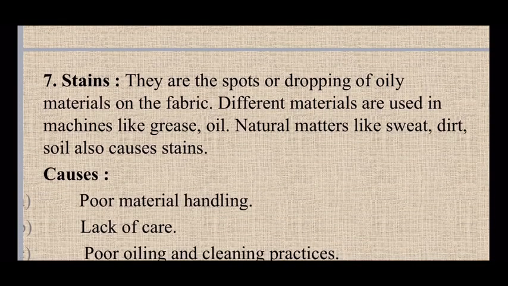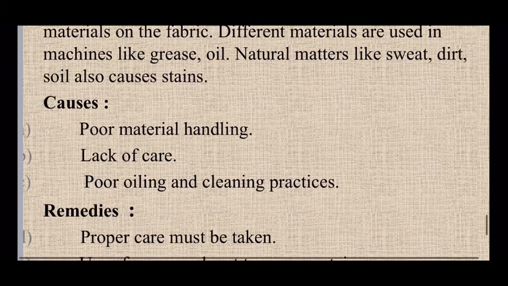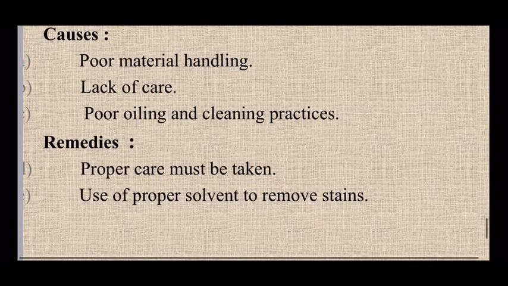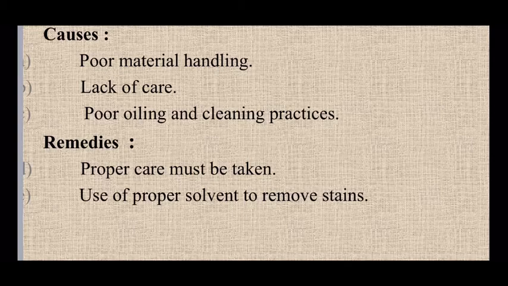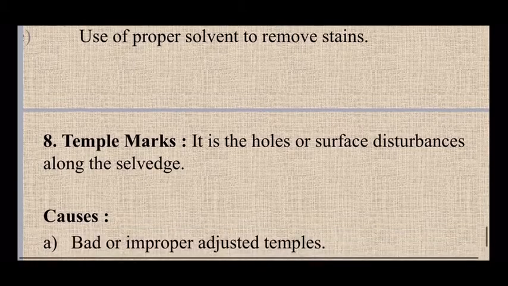Next defect is known as stains. They are the spots or dropping of oily materials on the fabric. Different materials are used in machines, like grease and oil for lubricant purposes. Natural matters like sweat, dirt, and soil also cause stains. So causes are poor material handling, lack of care, and poor oiling and cleaning practices. These can be removed by taking these remedies. Proper care must be taken, and use of proper solvent can also be used to remove stains.